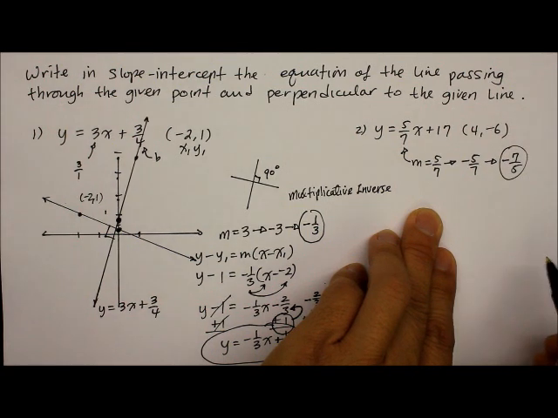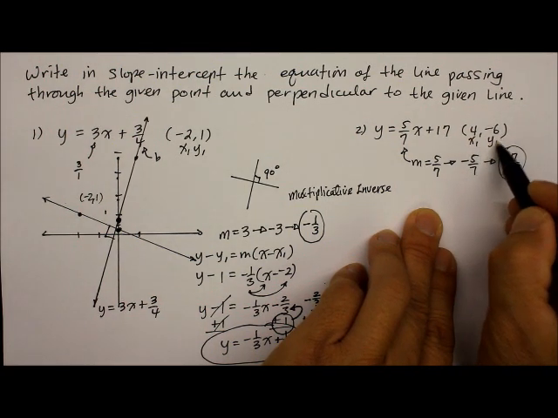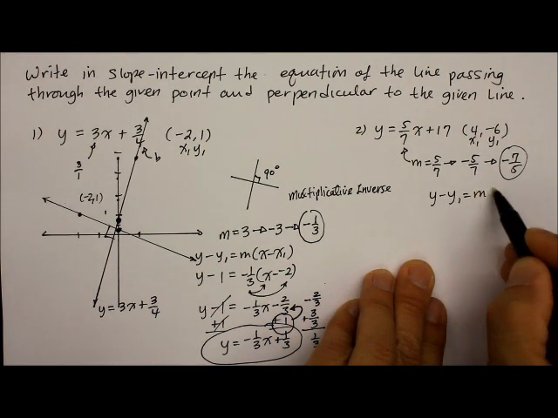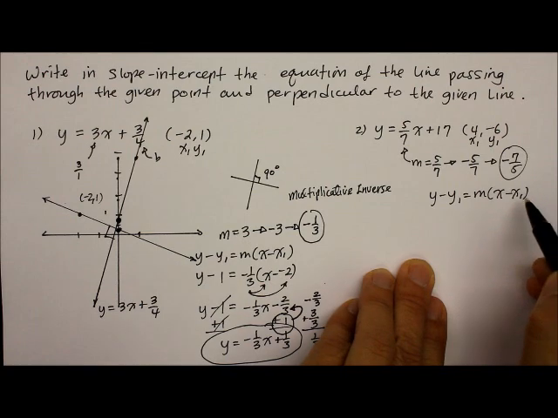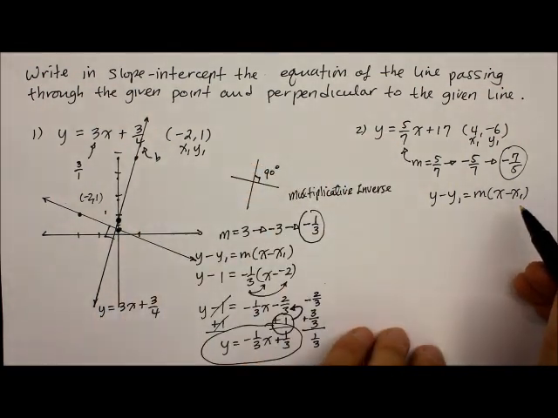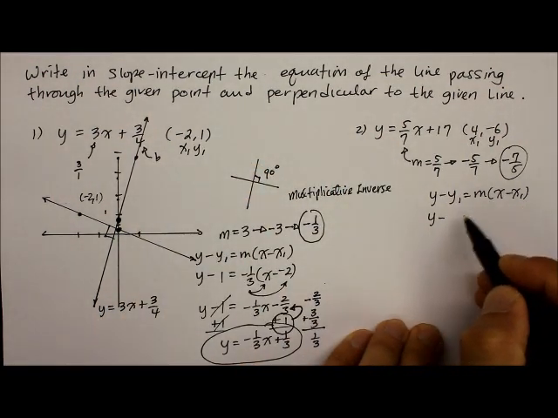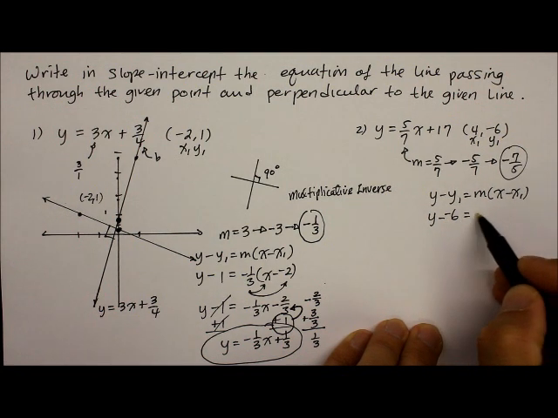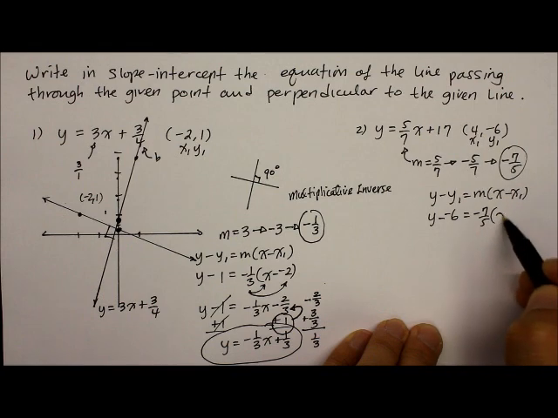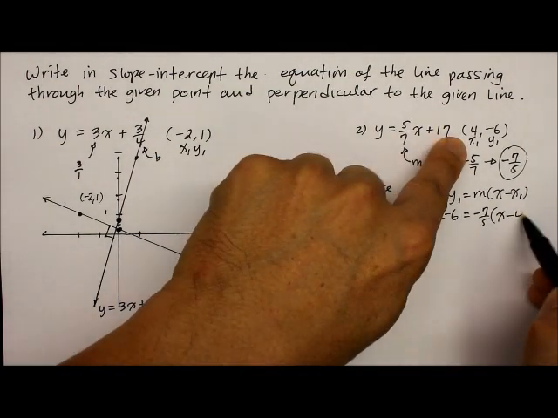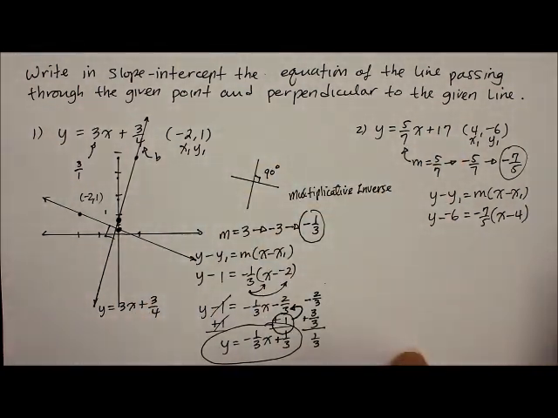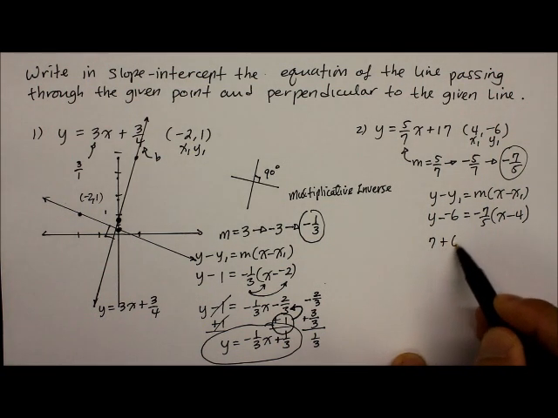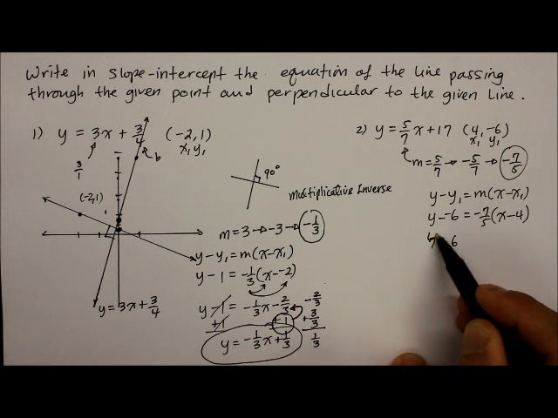Here's your new slope. Here's your new point. So you use the point slope form to find the new equation that's going to be perpendicular to that line. So y minus negative 6, which you know is going to become plus 6, equals negative 7 over 5 times the quantity of x minus x1, which is 4. And that's your point slope form. Now, here's another thing you can do. Let me fix that right here. Oops, that's a y.